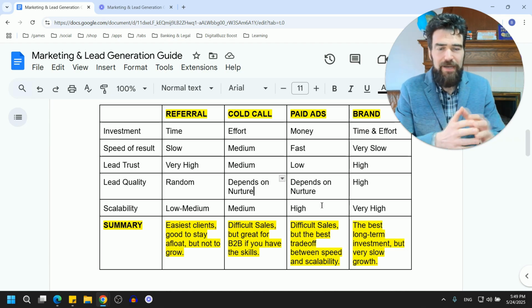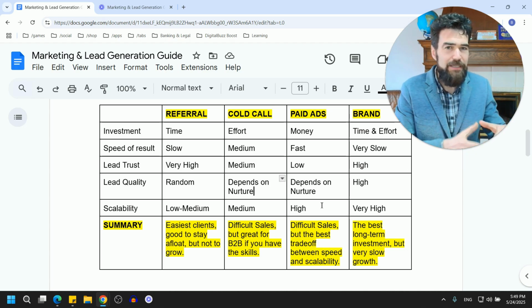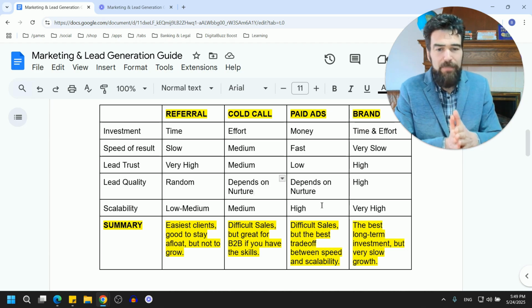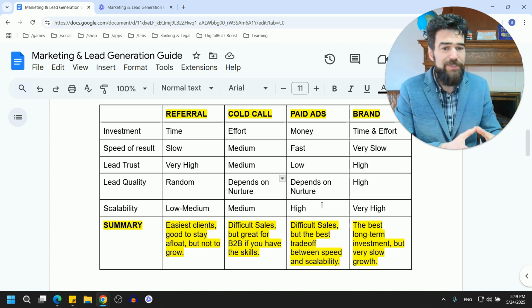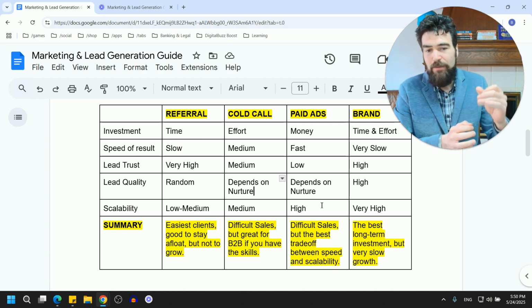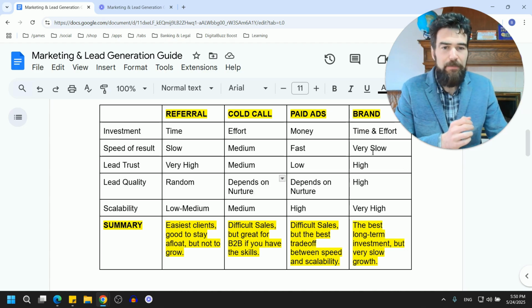So to summarize paid ads, the sales, it's quite a difficult system to get working well. But this system of paid advertising, it's really the best trade-off between speed to results and scalability. So it's difficult, but it's really worth investing into if you want a supplementary solution. Now the final one, strategy and marketing as brands.